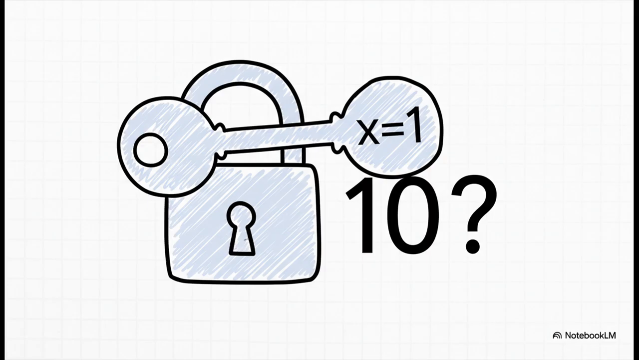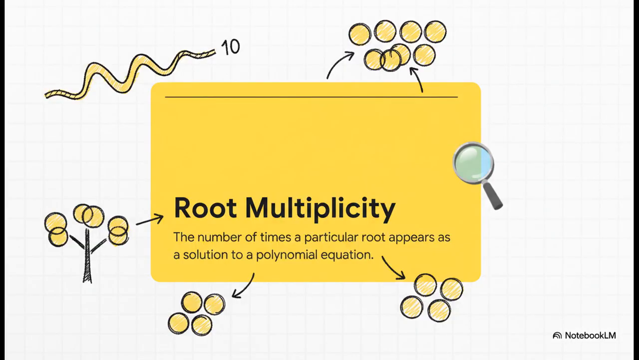But hold on a second. We started with a 10th degree polynomial. Shouldn't there be 10 roots? And that right there brings us to the final piece of the puzzle, this idea of multiplicity. See, a 10th degree polynomial has to have 10 roots, but, and this is the key, they don't all have to be different. Sometimes the same root just appears over and over and over again.